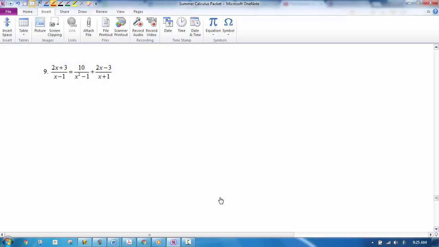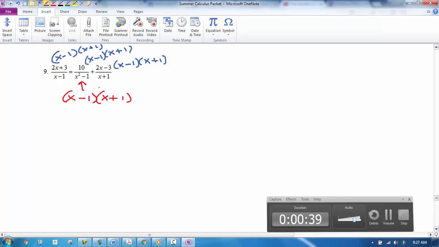You could add these fractions together by getting a common denominator, and then cross multiply the proportion you'll have left over. But that way's longer. The easier way to do it is to clear fractions by multiplying through by the least common denominator. Now keep in mind that this is really x minus 1, x plus 1. So that's what we need to multiply through by so that everything will cancel. So I'll write that up top.